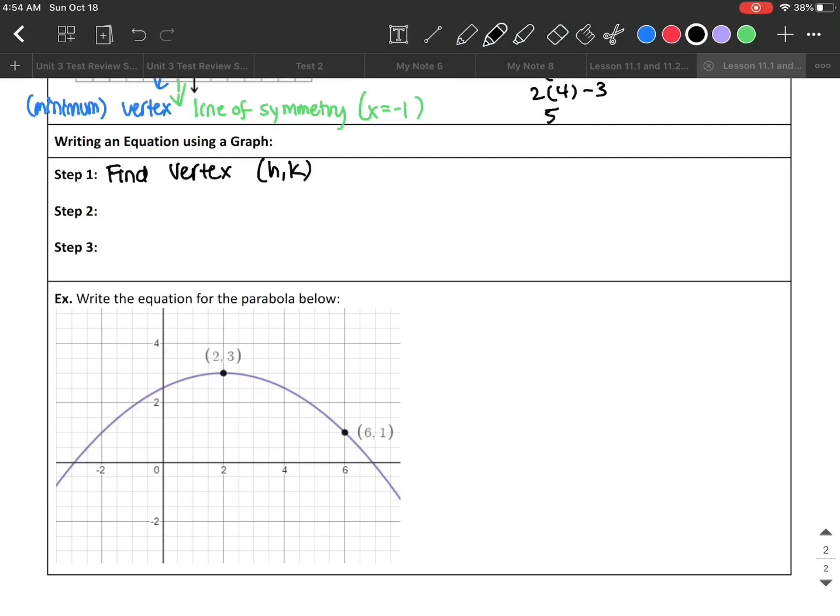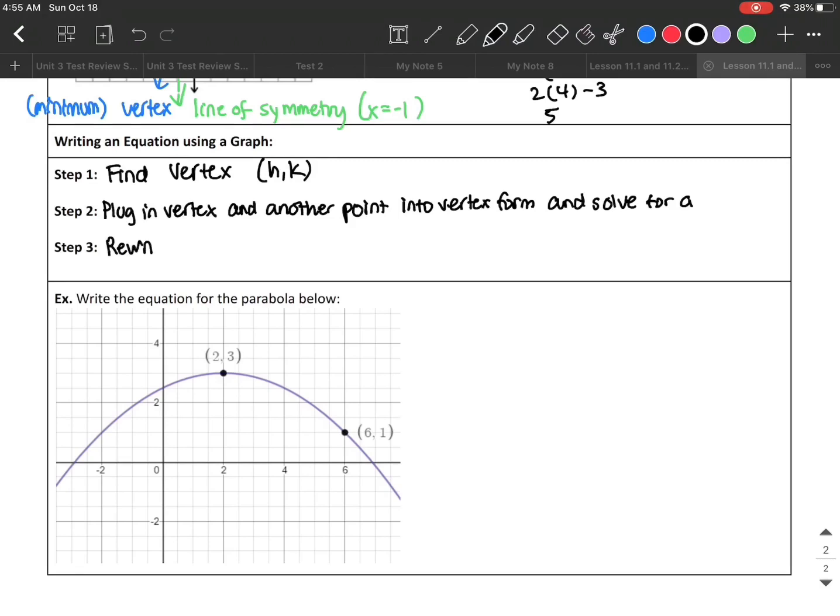And then step 2 is to plug in the vertex and another point into vertex form and solve for a. And then the last step is just going to be to rewrite or complete the final equation.